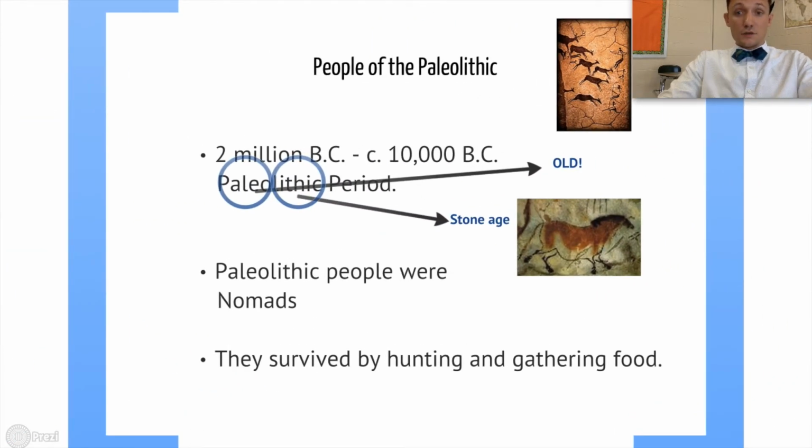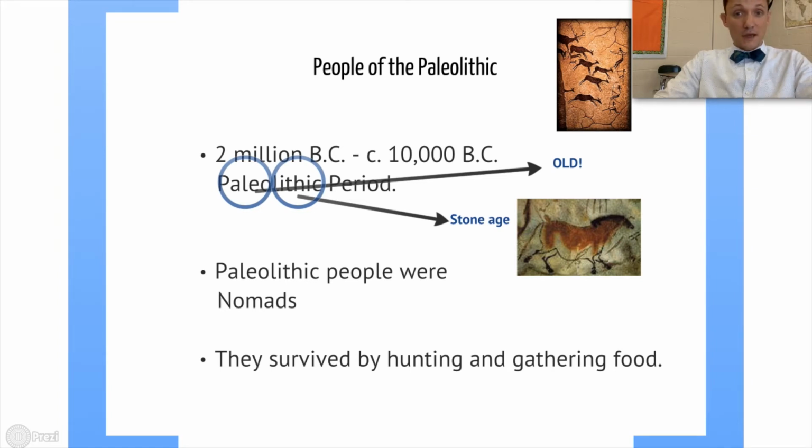Now, there are two types of eras when it comes to studying history. The one that we aren't going to focus on is called the Paleolithic era, but you still need to know what it is. The Paleolithic era came from 2 million BC to 10,000 BC. Paleolithic means Old Stone Age. So these are the people that we don't consider modern. Paleolithic people are not modern representations of people today.